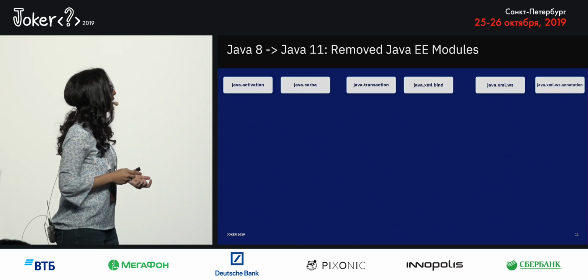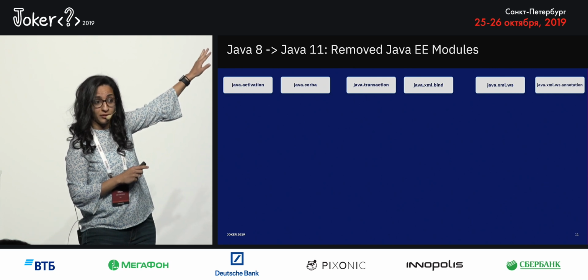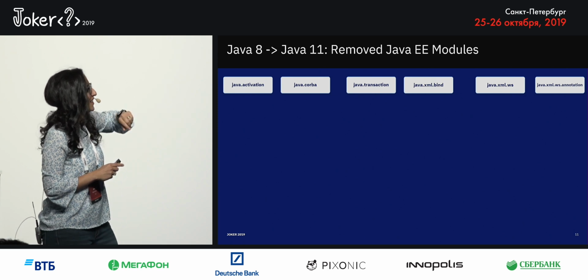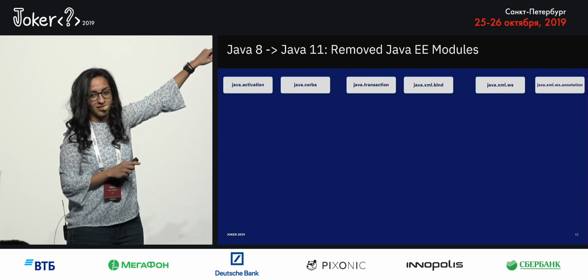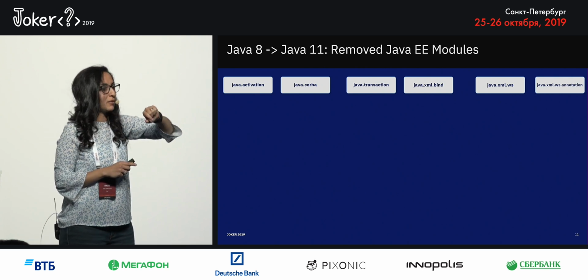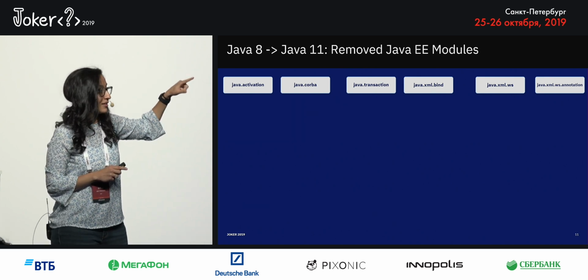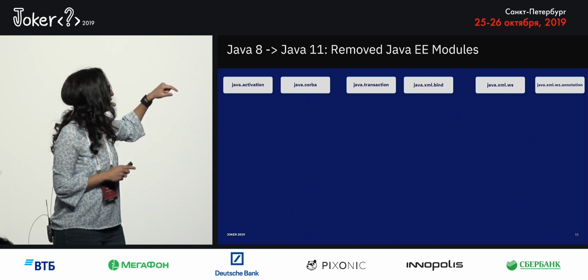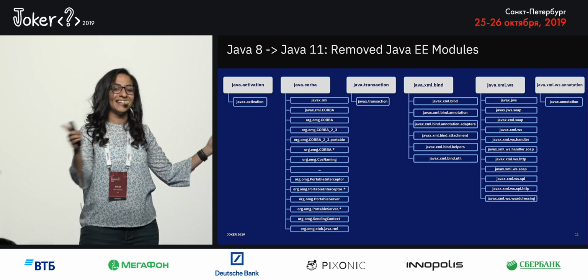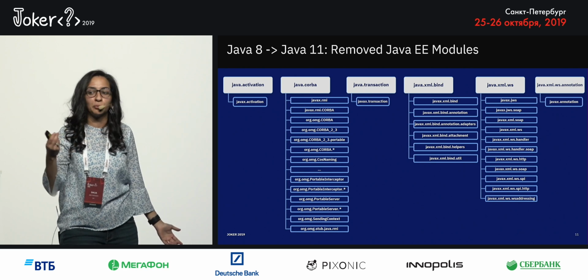And what that looks like is if you have an activation module, if you're using Corba, anyone using Corba? Oh, one. All right, two. Okay. And then transaction, bindings, anyone using JAX-B? All right, a few people. Yep. JAX-WS, using JAX-WS. Cool. All right, a few people. Annotation. And what that looks like is if you're using any class in any of these packages, you can no longer rely on the JDK to provide it.